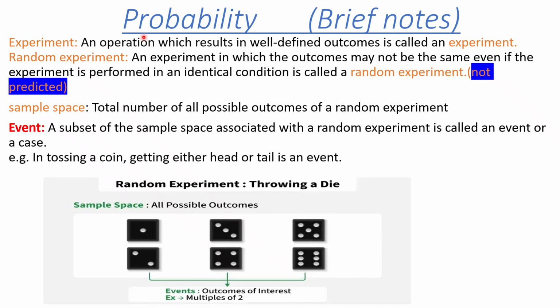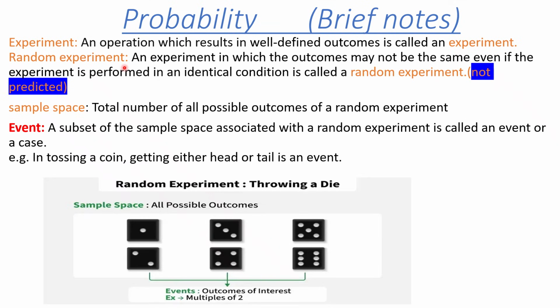We are going to discuss brief notes on probability, which will be very helpful in your 12th CBSE exam as well as JEE Mains or Advanced. First of all, we will discuss experiment. An operation which results in well-defined outcomes is called an experiment. Any operation which will give you well-defined outcomes is called an experiment, like throwing a dice, taking a card from a pack of 52 cards, or drawing a ball from a bag containing various color balls, etc.